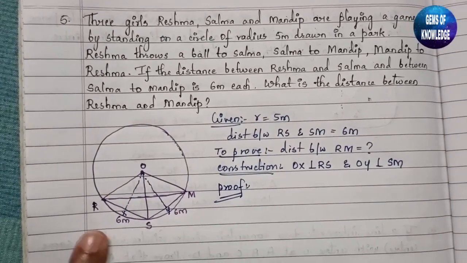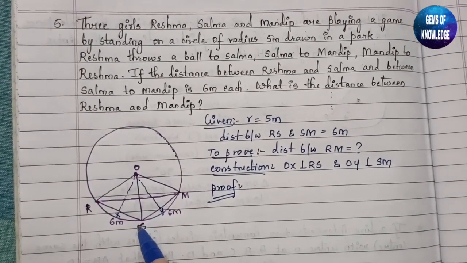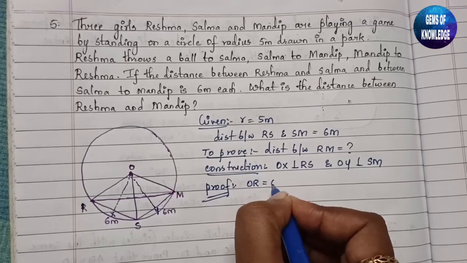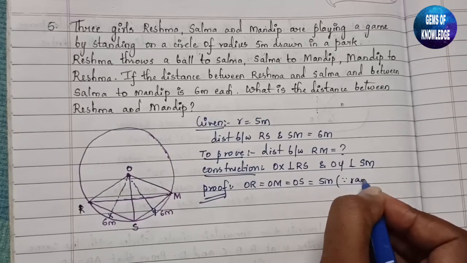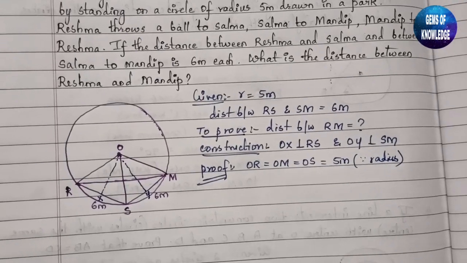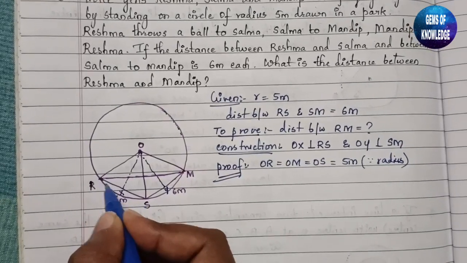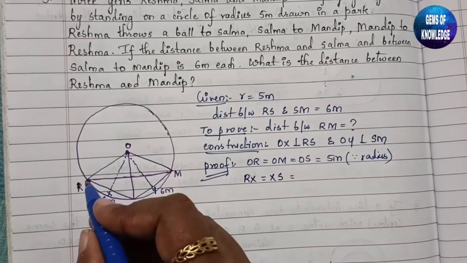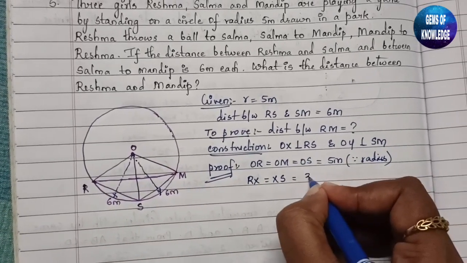What proof are we having? We know that OR, OM and OS, all the three are the radius of this circle. So we can write OR equals OM equals OS, which equals 5 meters, since they are radii of the circle. Now if OX is the perpendicular bisector of RS, then RX equals XS, and this is 6 centimeter. If this is exactly the perpendicular bisector, then RX will be equal to 3 meter.